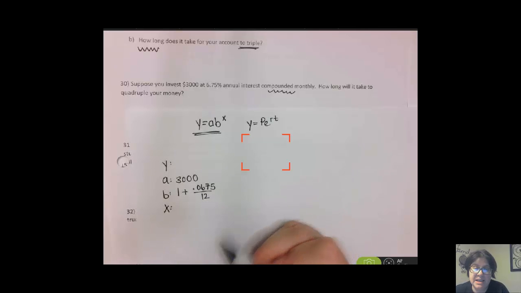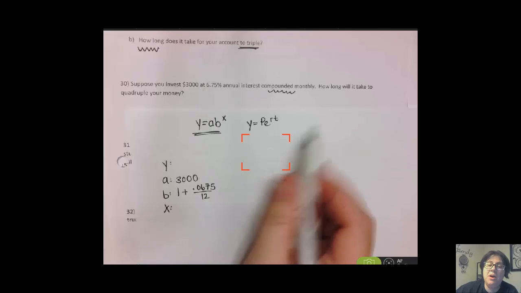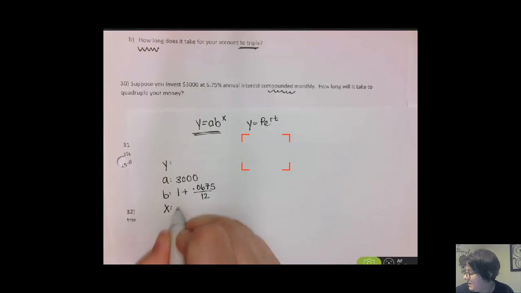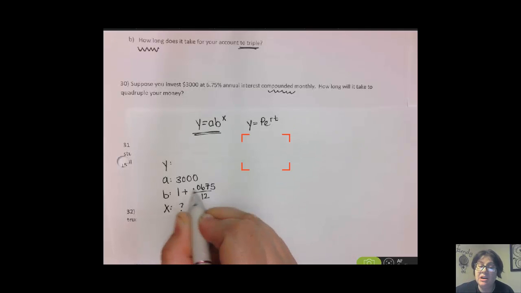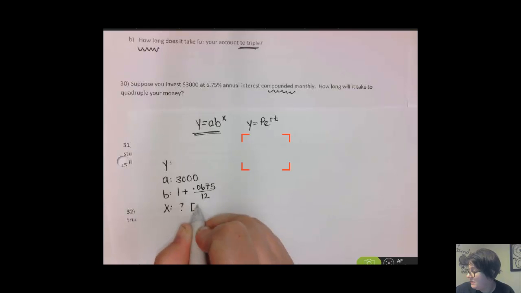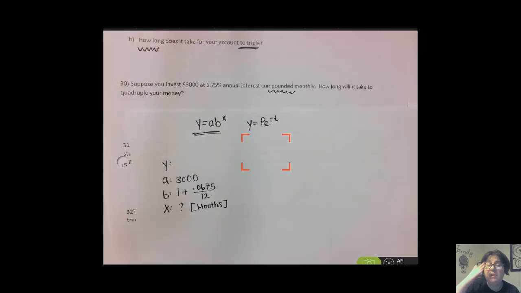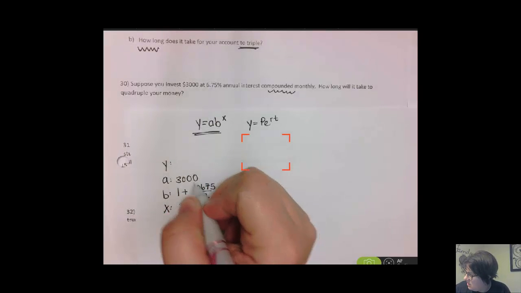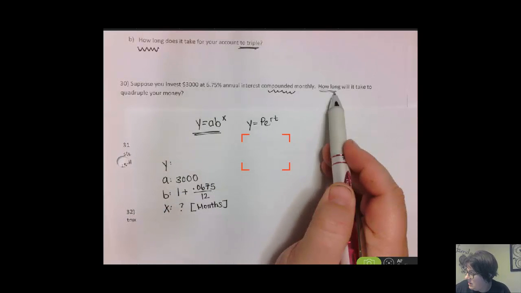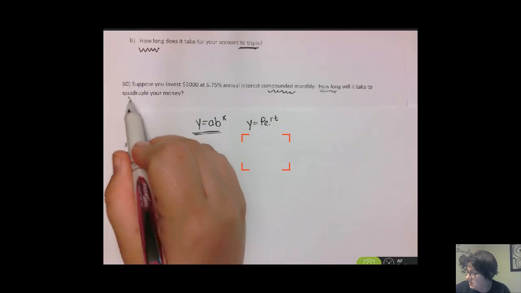Because compounded monthly. So how long will it take to quadruple your money? That's your x, that's unknown. Now, one thing you want to be careful of is because you took your annual interest rate and divided it by 12, that will give you the number of months. It's totally fine if you have months in your answer. You just have to make sure that you say months or say years or whatever. And we want to find how long it takes our money to quadruple.